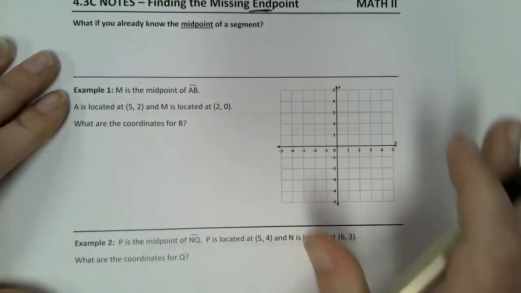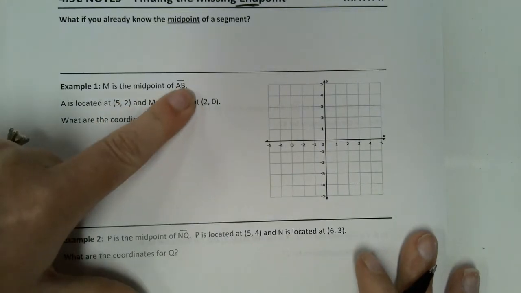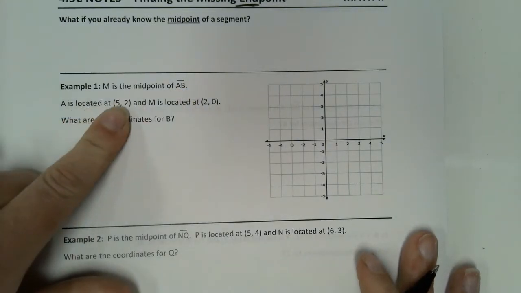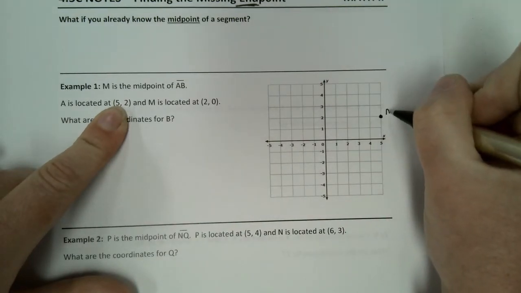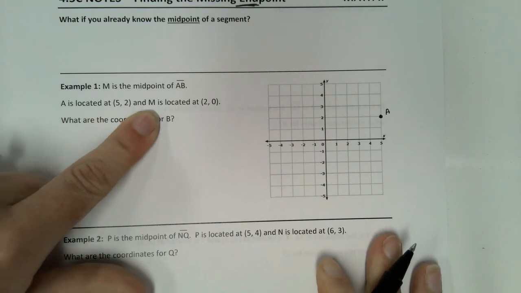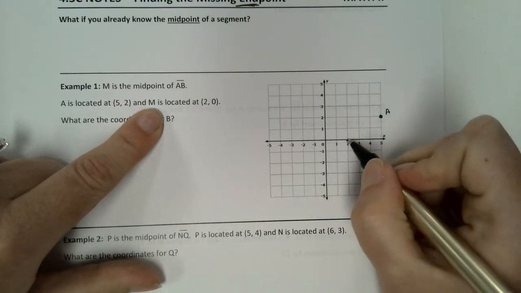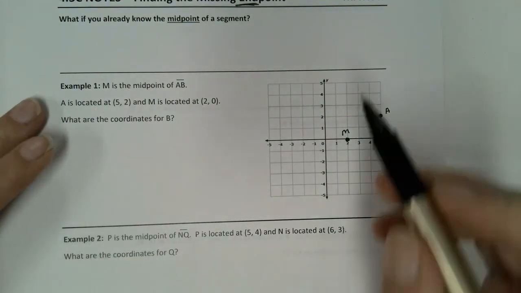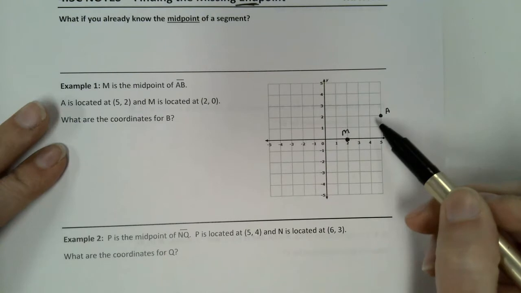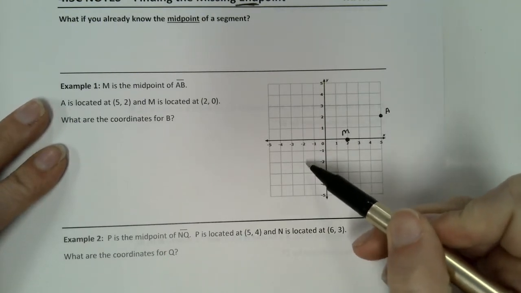So what we were just doing, let's graph example 1. M is the midpoint of segment AB. That's what that means, segment AB. A is located at (5, 2). I'm going to label M, which is the middle. M is located at (2, 0). That would be here. So if this is my segment AB, and this is the middle, can't you tell that B is going to be somewhere over here?